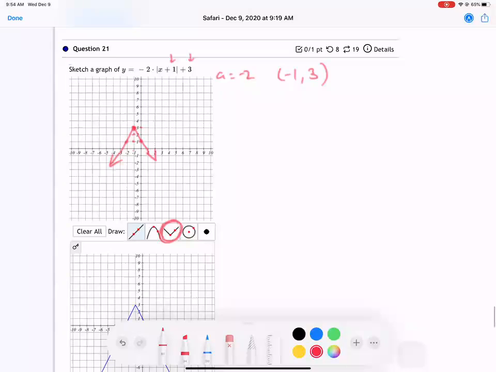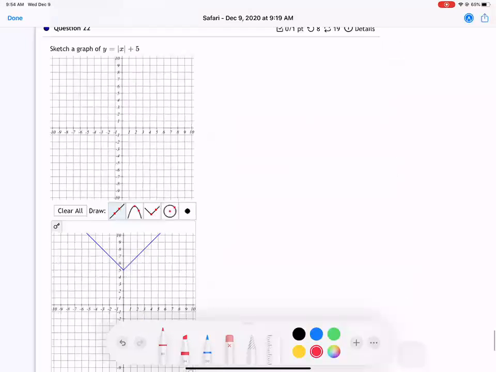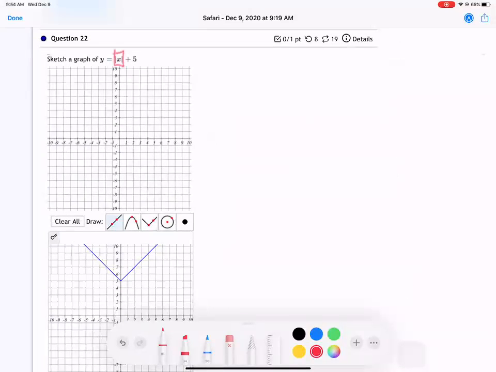Okay, let's go ahead and move on to our next question. 22. Careful, it's a(x - h) plus k. Now the h value is going to be 0 here. That's why it's just alone. So it's (0, 5). And the a value is an invisible 1. So one step over, one step up, one step over, one step up, one step over, one step up.